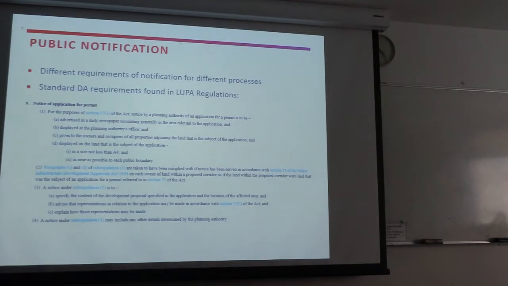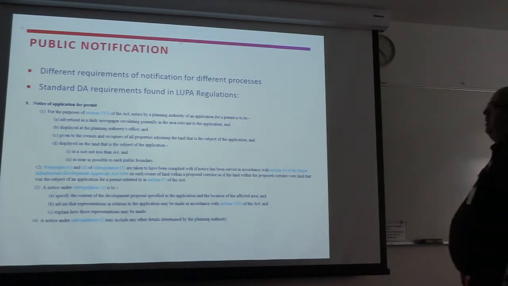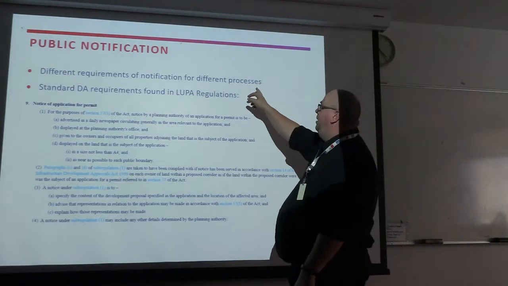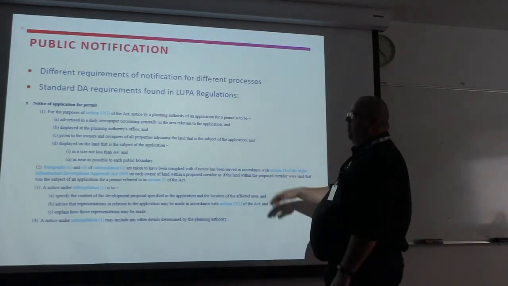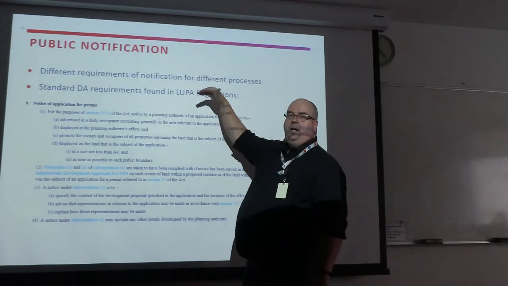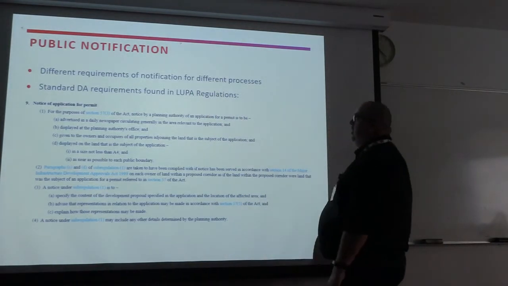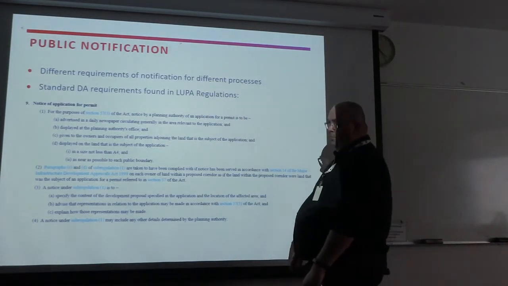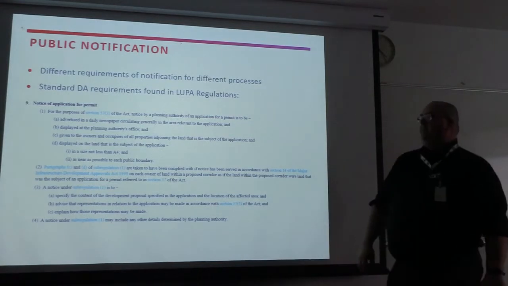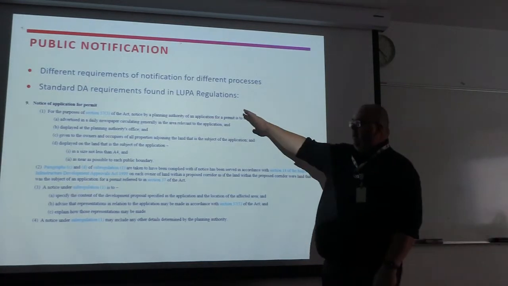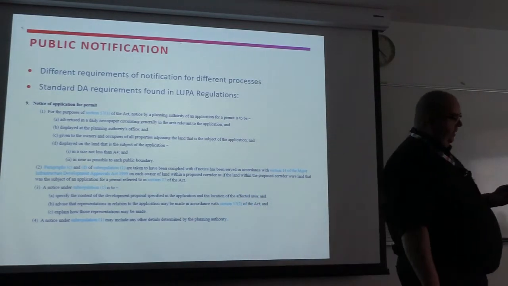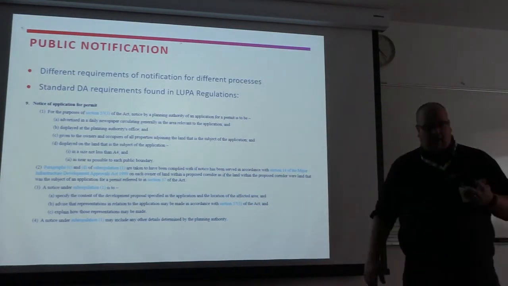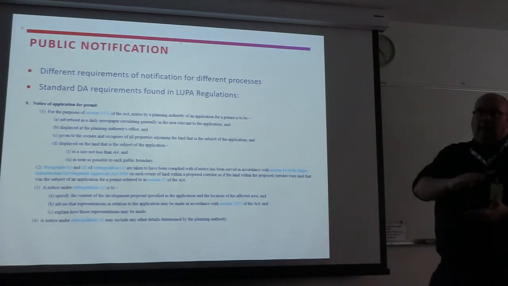Again, I'm not going to read it in detail. When I notify, there are different requirements of notification for different processes. For a DA, it's in our regulations of the land use planning, the land use planning and approvals regulations. It talks about what constitutes advertising, as we said: notice on the boundary, letter to the owners and occupiers of adjoining land, and notice in the paper.